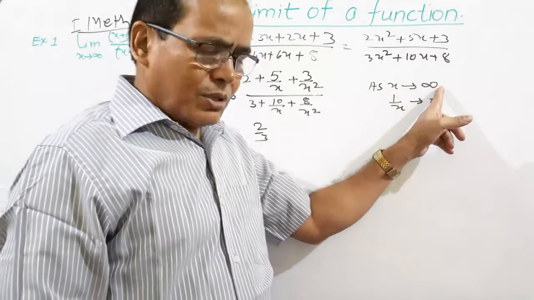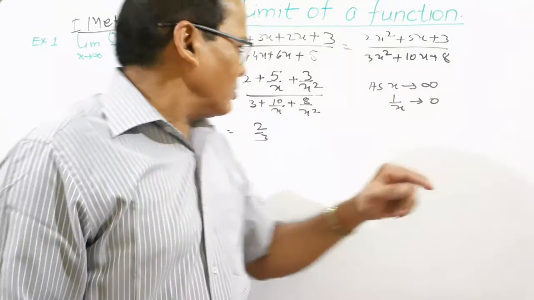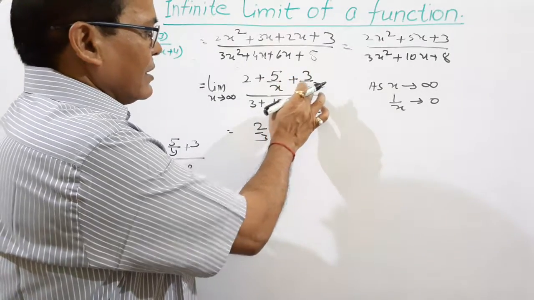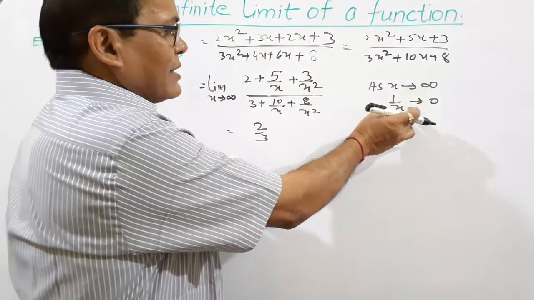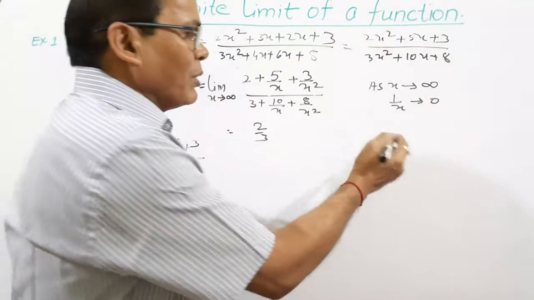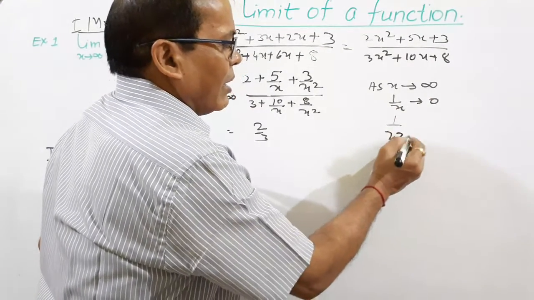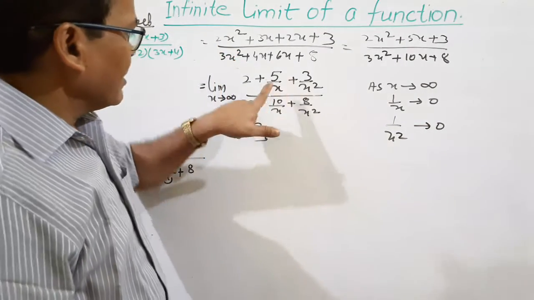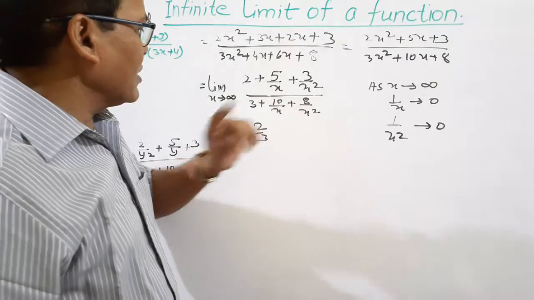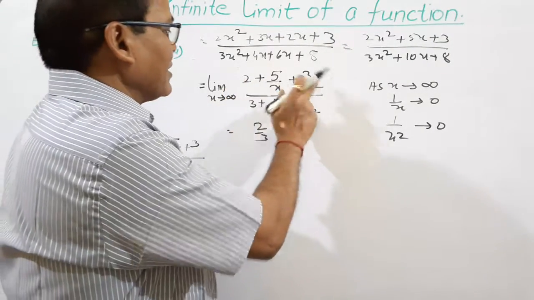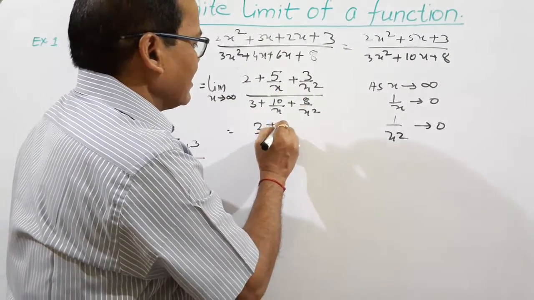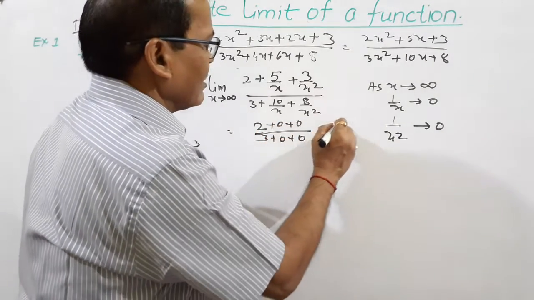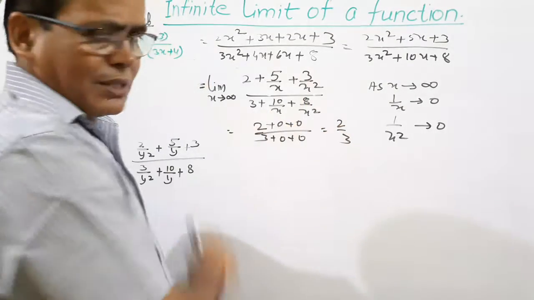As x tends to infinity, 1 by x tends to 0. So wherever it is 1 by x, 5 by x, it is 0, and 3 by x square will be 0. Since 1 by x is 0, 1 by x square or 1 by x cube will be even closer to 0. So all will be 0. We are getting 2 plus 0 plus 0, divided by 3 plus 0 plus 0, which is equal to 2 by 3. This is the first method.